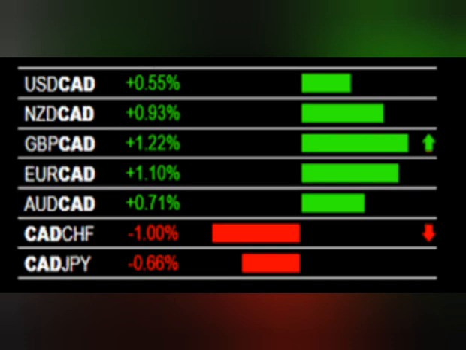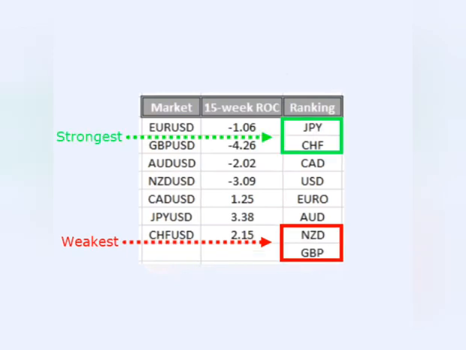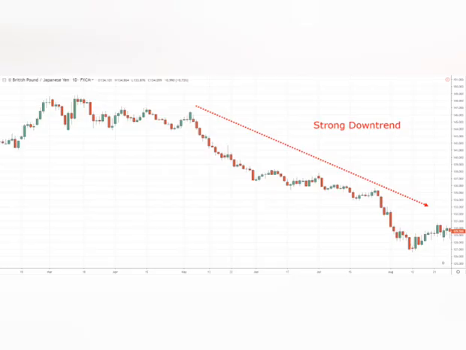How to use a currency strength meter and find the best currency pairs to ride massive trends. Here's how. Use the currency strength meter and pair the strongest currency with the weakest one, so you get a strong trending market. For example, look at this currency strength meter. You can see GBP is the weakest and JPY is the strongest. And when paired together, you get GBP, JPY which is in a strong downtrend.